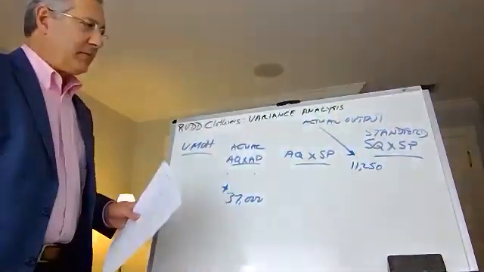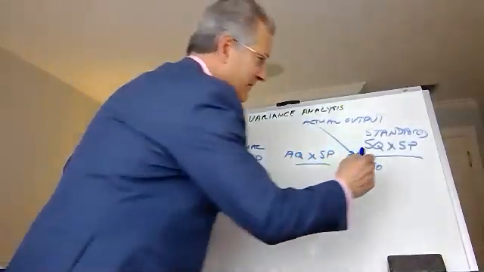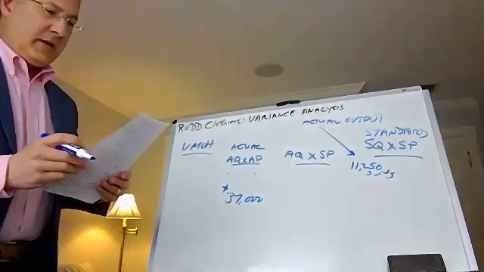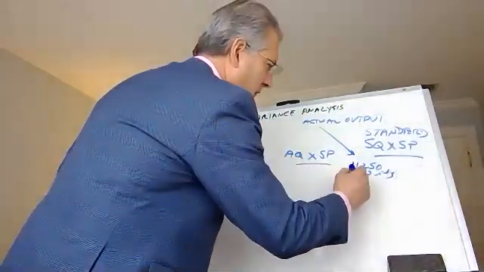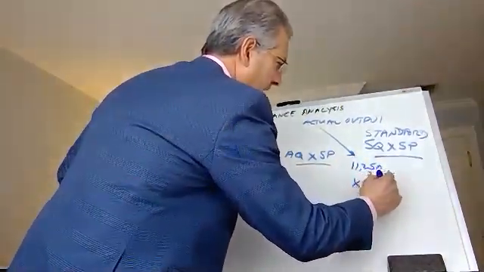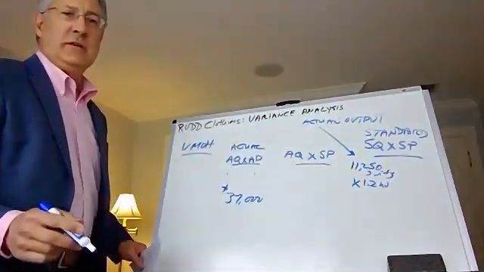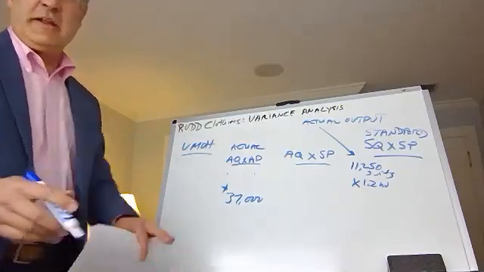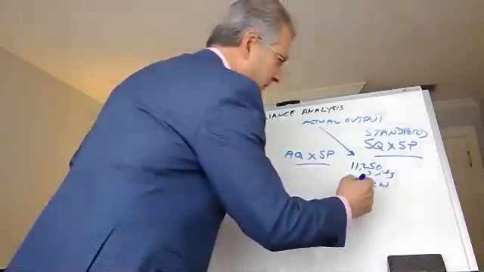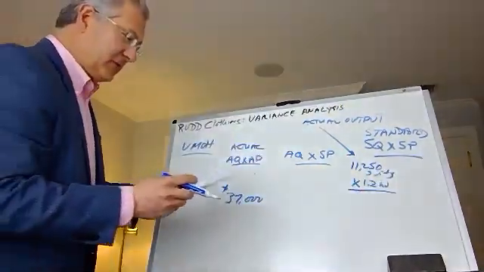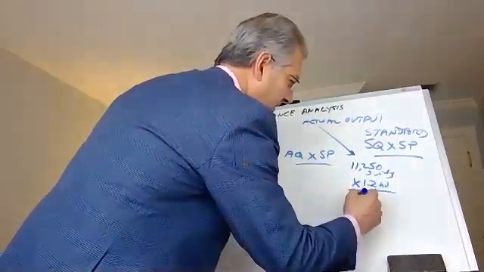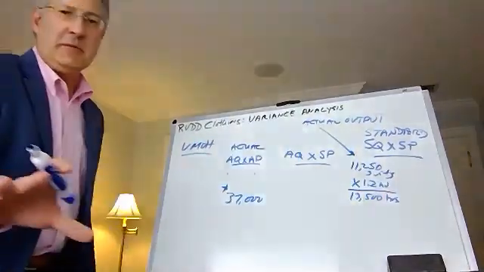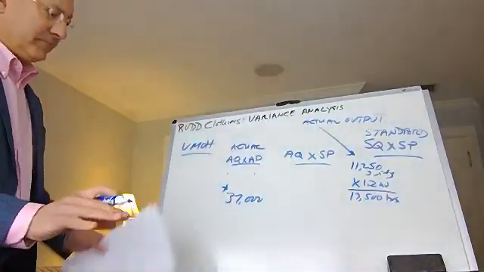From the beginning of the problem, 11,250 what? Suits. They should have used what? 1.2 hours per suit. Manufacturing overhead is applied on the basis of direct labor hours, hence 1.2 hours per suit. They should have used 13,500 hours. And we saw that same number when we calculated direct labor.